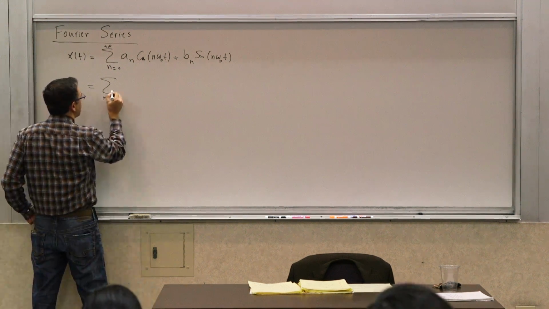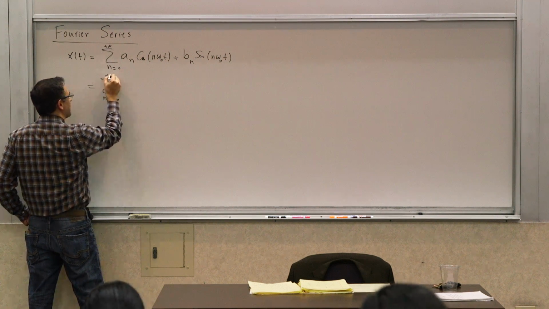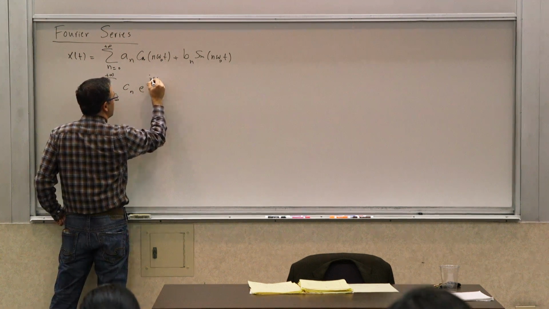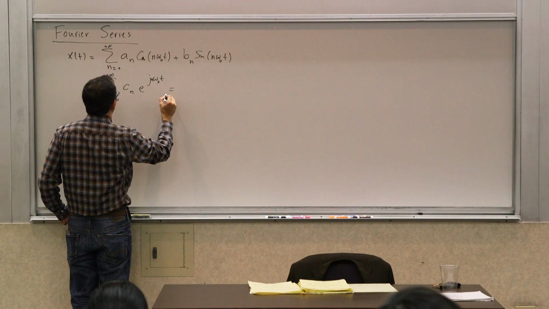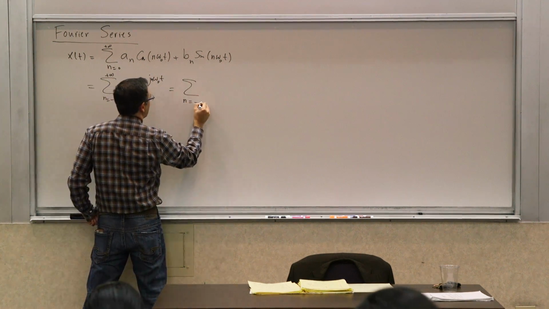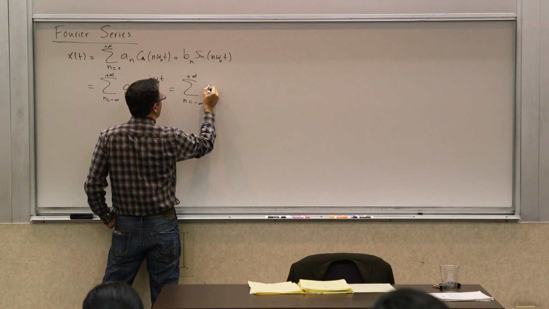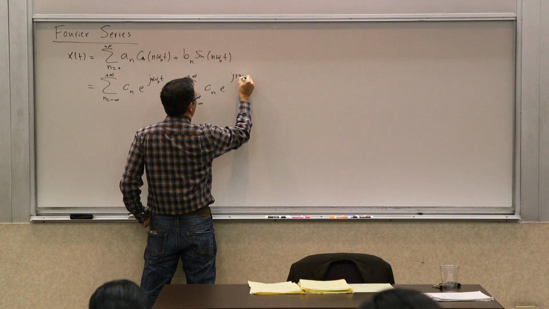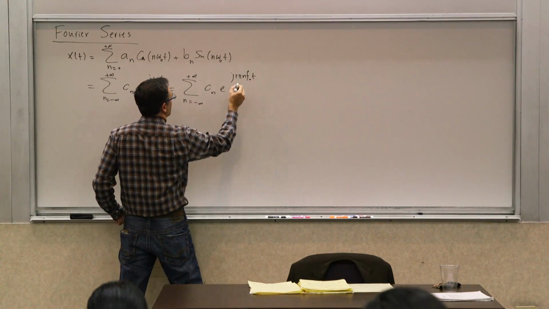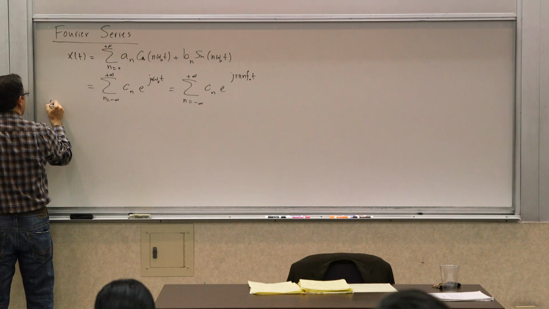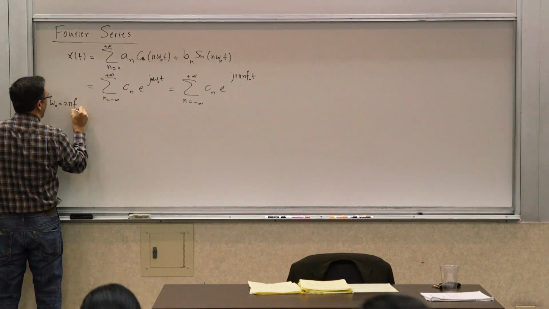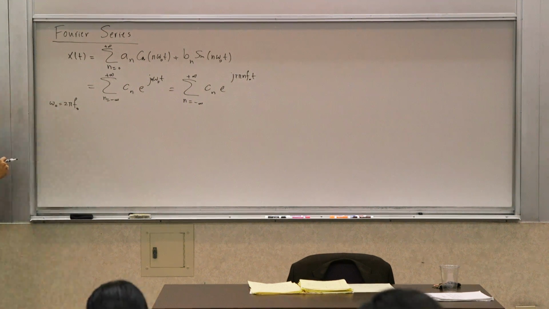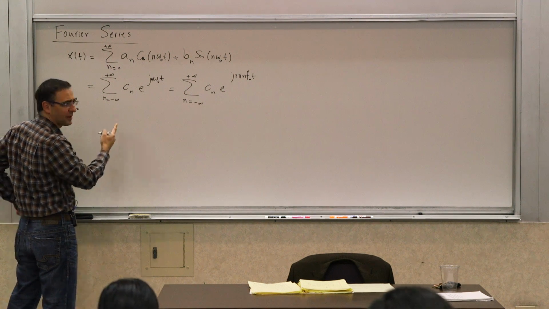So we could also write this as the sum from negative infinity to positive infinity of C_n e to the j n omega naught t, which you could also write as the sum over n from negative infinity to positive infinity of C_n e to the j 2 pi n f naught t, if you replace omega naught, knowing that omega naught is really 2 pi f naught. So this is the frequency and this is the angular frequency.